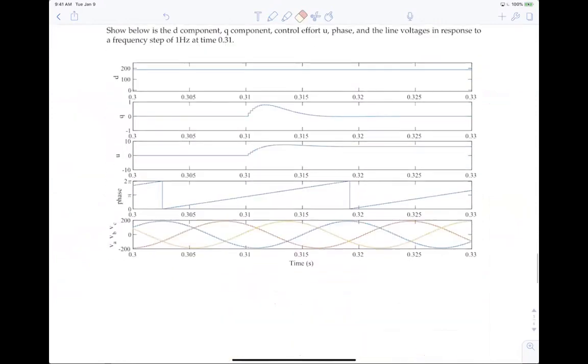All right, let's look at another transient here. We have a transient at 0.31 seconds, and this is a pretty drastic one. We're going to have a frequency step. This is another very challenging transient; you wouldn't normally see this drastic of a discrete step in hertz like this. But what's happening is we go from 60 hertz instantaneously to 61 hertz. It's hard to see when you look at these voltages. Are they 60 or 61? But we jump right at 0.31.